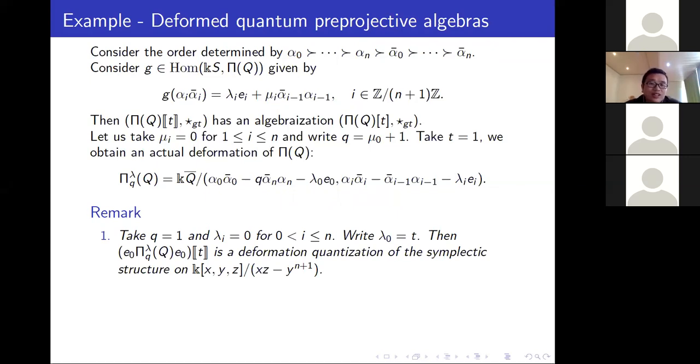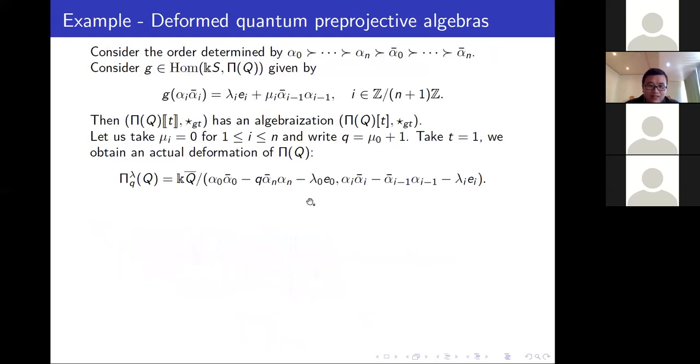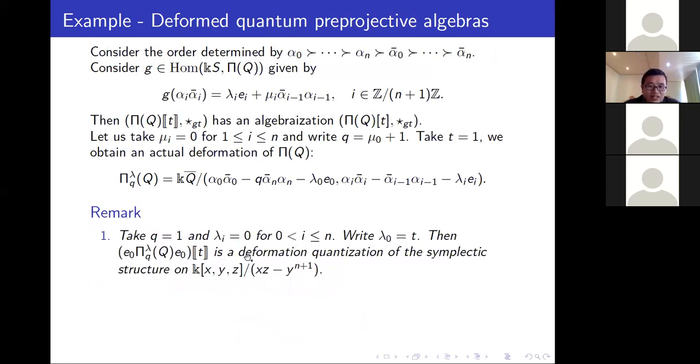So if we take Q equals 1 and take all the lambda I to be 0 except lambda 0, and then we view lambda 0 as just a formal parameter T, and we look at the algebra around E0. Here E0 is here. We look at the algebra along this vertex, and then we know this actually is a deformation quantization of the symplectic structure on the singularity, which we start with.